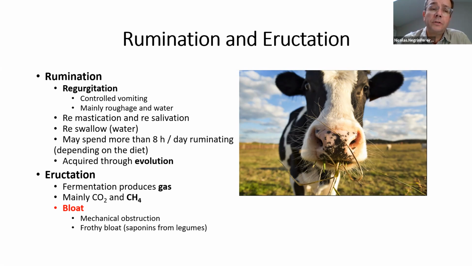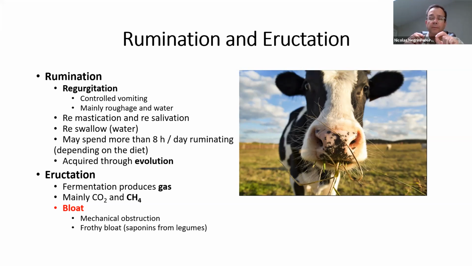And the other cause of bloating, which has a lot of implications for production, is what we call the frothy bloat, which looks more like foam, sometimes called foamy bloat. And this is because the animal is ingesting a lot of legumes, and some legumes, especially alfalfa, have a lot of saponins, which are substances that, chemically, are similar to soap.